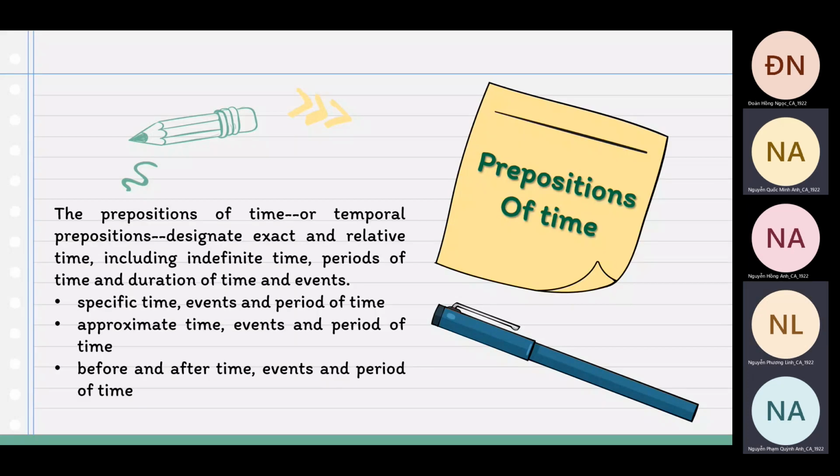So we will move to prepositions of time. The prepositions of time, or temporal prepositions, designate exact and related time, including indefinite time, periods of time, and duration of time and events. These prepositions will also be categorized into three groups: specific time, events, and period of time; approximate time, events, and period of time; and the last one is before and after time, events, and period of time.